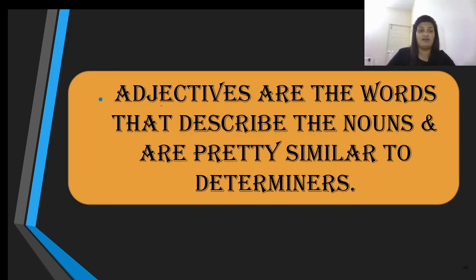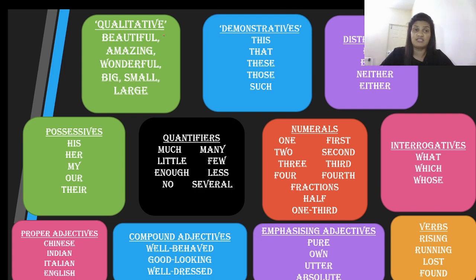And then finally, we have the adjectives, and adjectives are the words which describe the nouns and are pretty similar to determiners when they come in front of the nouns. The types of adjectives are, number one, qualitative, which describe the noun, like beautiful, amazing, wonderful, big, small, and large. You have demonstrative adjectives as well, like this, that, these, those, and such. Distributives like each, every, neither, either. Then you have possessives like his, her, my, our, and their.